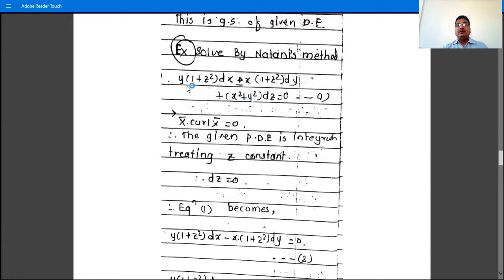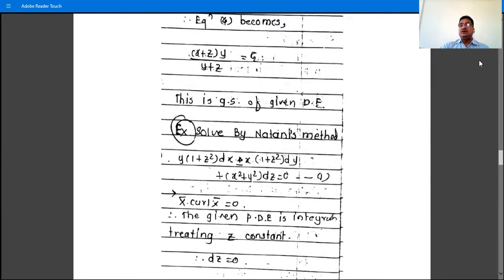If we divide throughout by (x² + y²)(1 + z²), then what we have is (y dx − x dy)/(x² + y²) + 1/(1 + z²) dz = 0. That is, it is one variable separable. The integration of 1/(1 + z²) dz is tan⁻¹ z. And (y dx − x dy)/(x² + y²) is the derivative of some function.